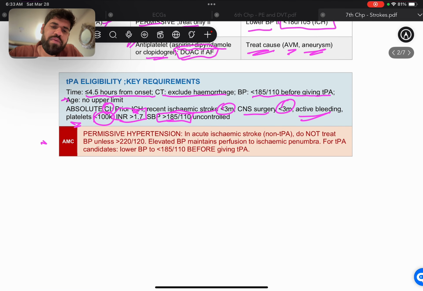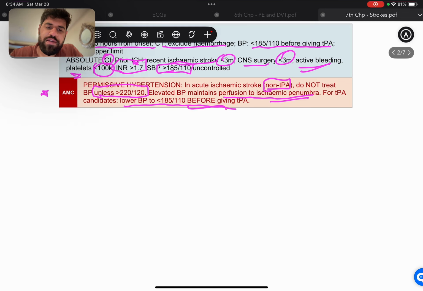Alright, now permissive hypertension in acute ischemic stroke with non-TPA: do not treat BP unless it's more than 220 by 120, because elevated BP maintains perfusion to the ischemic penumbra. And for TPA candidates, lower BP to less than 185 by 110 before we give them any TPA.